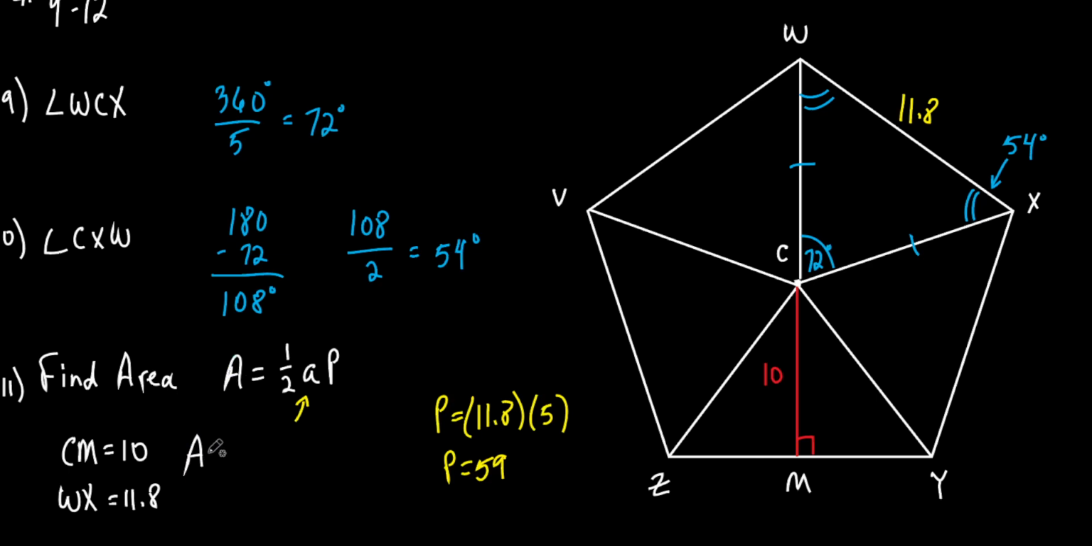So we're ready to put it all together and find the area. So let's do it. Area equals 1/2 times the apothem. What's the apothem? 10. Right there. That's the apothem. Times the perimeter. Well, we just found the perimeter. How did I find the perimeter? I took one of the sides, multiplied it by 5, and I got 59. Okay? And then you plug that into a calculator. You can do the first part, half of 10, in your head. What's half of 10? 5. And then times 59, and that gives you 295.